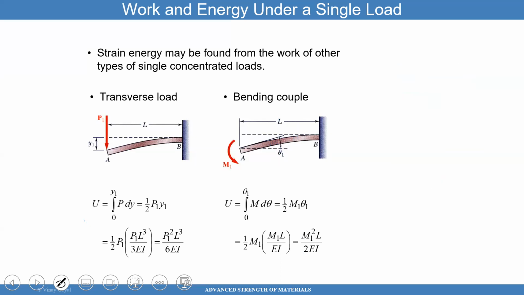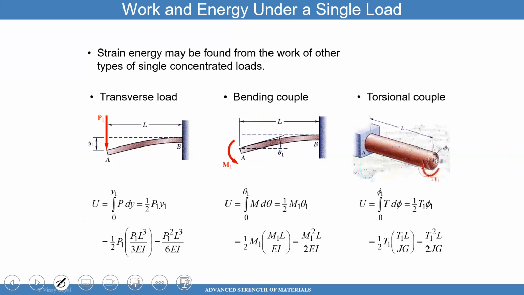Does that make sense to you guys? Torsional couple: if you apply a torsional load, the energy is the torsion applied, T1 squared L divided by 2GJ. G is the shear modulus, J is the polar moment of inertia. By the way, the polar moment of inertia is provided to you for a lot of different geometries in a lot of different books. Okay. Any questions on that?